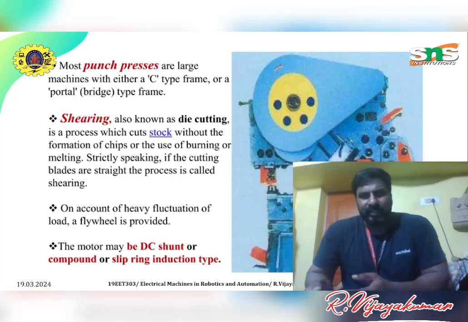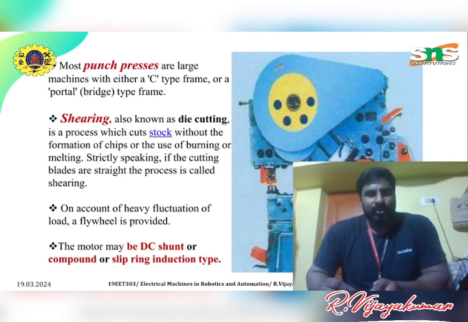For example, the next one is the punch press, a large machine with either a C-type frame or a portal bridge type frame. Here shearing, also known as a die cutting process, cuts the stock without the formation of chips, burning or melting. Strictly speaking, if the cutting blades are straight, the process is called shearing. On account of heavy fluctuations of load, a flywheel is provided.